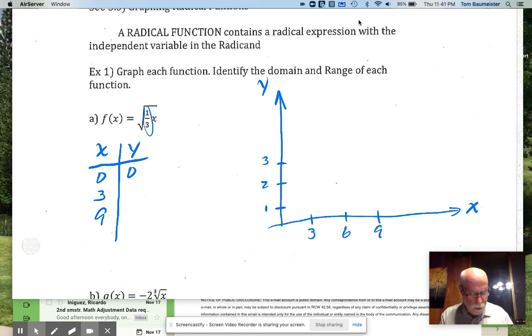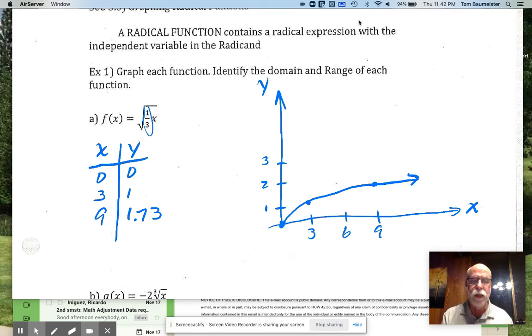1/3 of 3 is 1, and the square root of 1 is 1. And then I used 9, and that would give me 1/3 of 9 is 3, and the square root of 3 is approximately 1.73. So we went ahead and we got something right here. And then at 1, it was at 3. And at 9, it was at 1.73. So about there. And it almost looks like it's a half of a parabola is what it should look like.